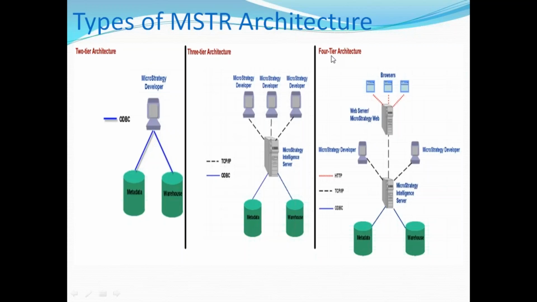At least on this particular slide, just remember a few things. In MicroStrategy, we'll have different architectures: 2-tier, 3-tier and 4-tier. In 2-tier architecture, we'll have one MicroStrategy developer connected to metadata and a warehouse. These are the three components. When you go to 3-tier, you'll have an additional component, the intelligence server. When you go to 4-tier, you'll have one more additional component, a web server.